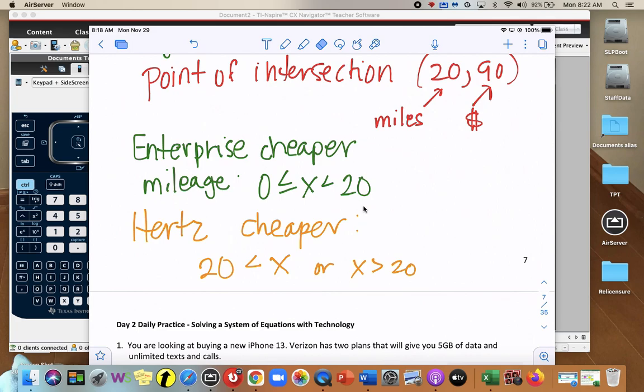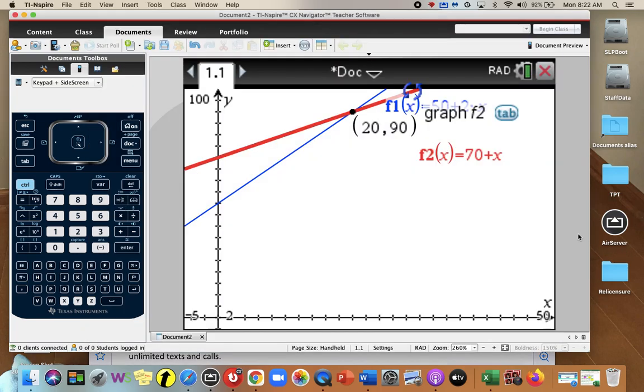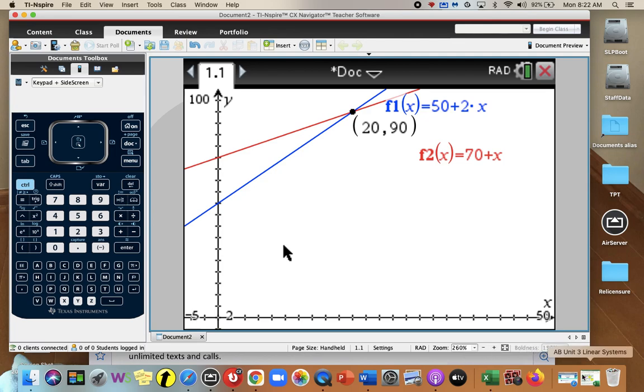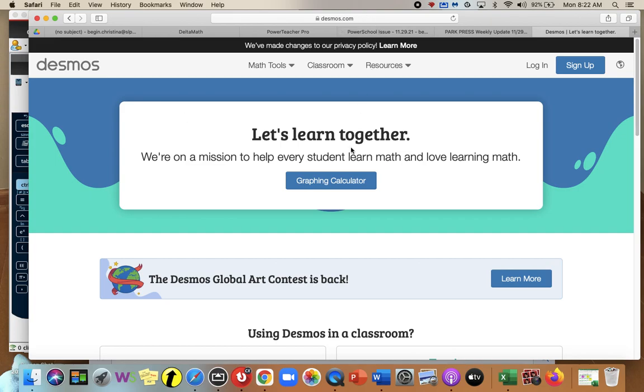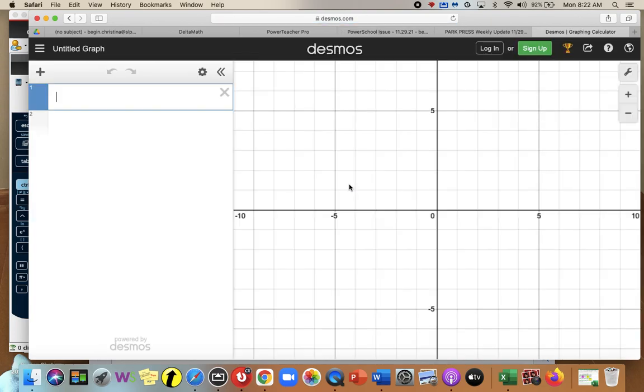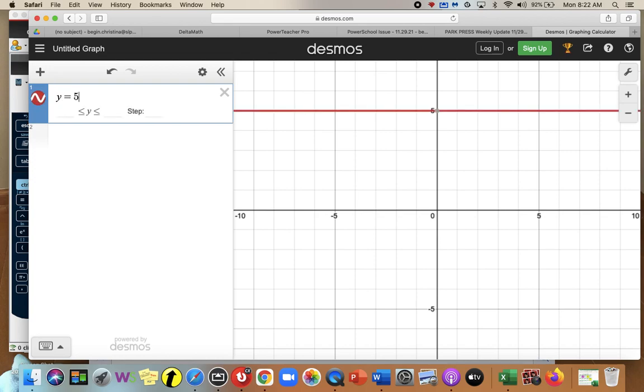All right, so this is fine, putting it in our calculator, right? But how can we do this if we don't have a calculator? And you could actually use Desmos. On your Chromebook, you can also download the Desmos app. So let's practice typing it in. I just went to desmos.com. I'm going to pull up the graphing calculator. And again, I could just type in. So the first one was Hertz, which started at $50. Or no, it was Enterprise. Started at $50, and it was $2 per mile.